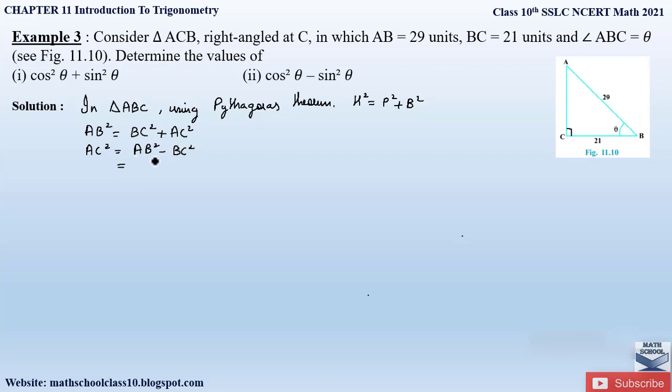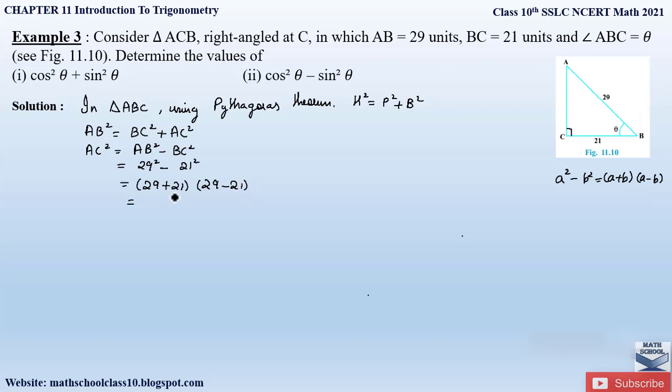So let us substitute the values. Here AB value is given as 29, so it is 29 square minus BC value is given as 21 square. Now here either you can write the values of 29 square and 21 square, or you can apply the identity, a formula, that is A square minus B square, which is equal to A plus B into A minus B. I feel this is the easiest method to find out the square. So here applying the identity, we can write 29 plus 21 into 29 minus 21.